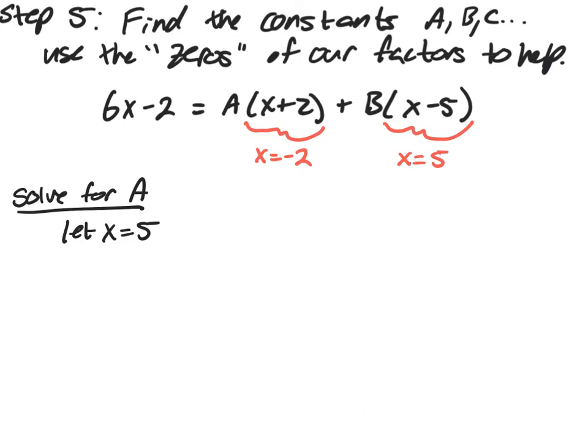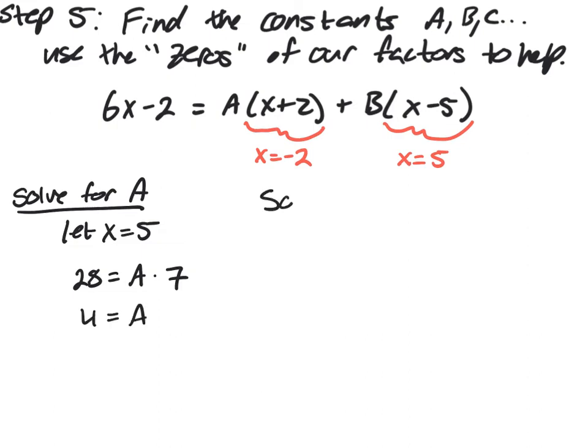So everywhere I see an x, I'm going to substitute in a 5. So on the left-hand side, we're going to get 28. And on the right-hand side, we're going to get a times 7. And then that second part there is just 0, so we don't need to worry about writing that. We're going to finish this off, solve for a, and we're going to go ahead and get that 4 equals a.